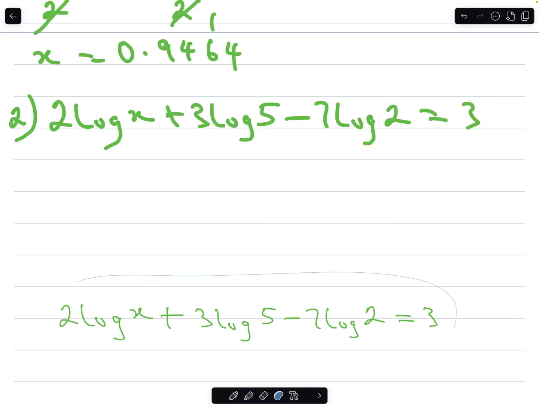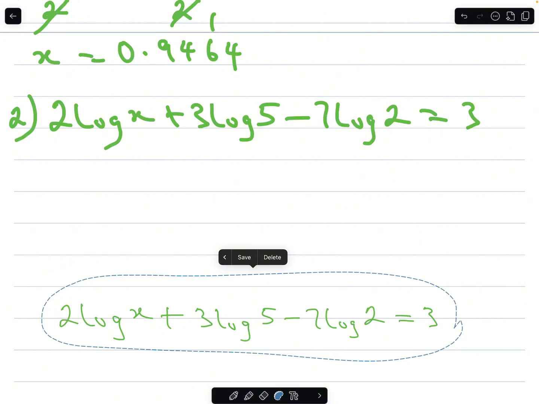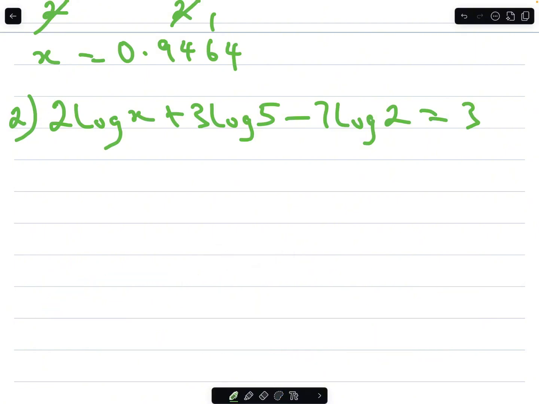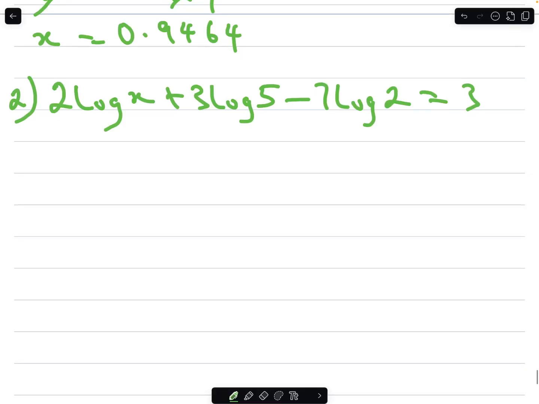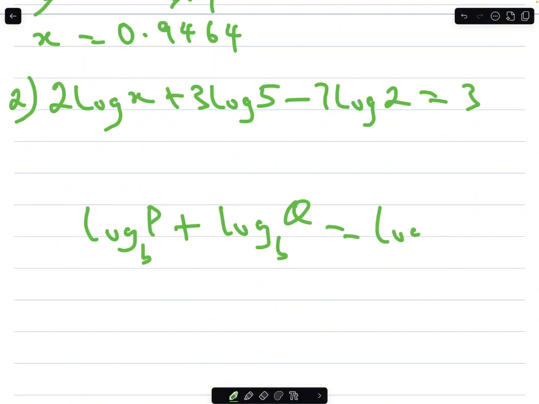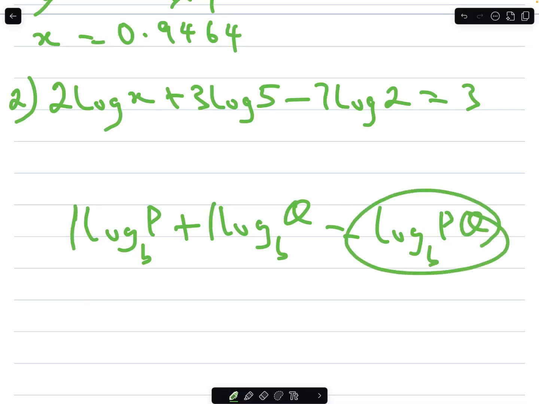You know that we've done logarithms. I hope you can remember that. So look at that: 2 log x plus 3 log 5 minus 7 log 2 equals 3. Do you know the rule? You know that log p base b plus log q base b is the same as log pq base b. Before you can do it this way, you must make sure that the coefficient here is 1. If I don't write anything, it means 1 log p base b.